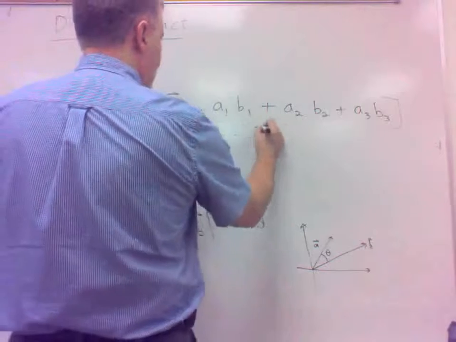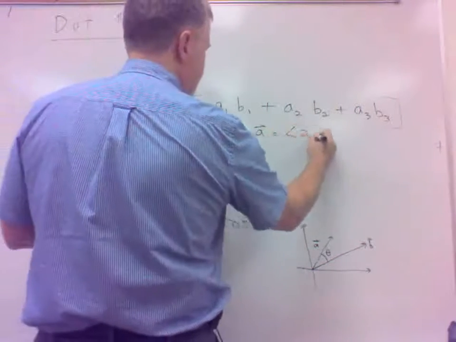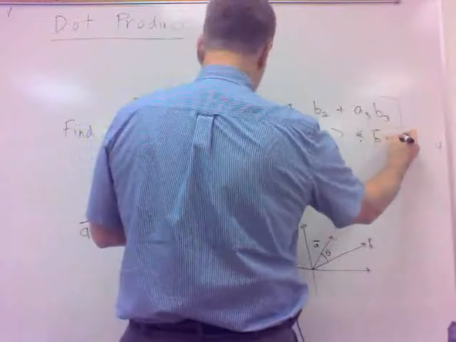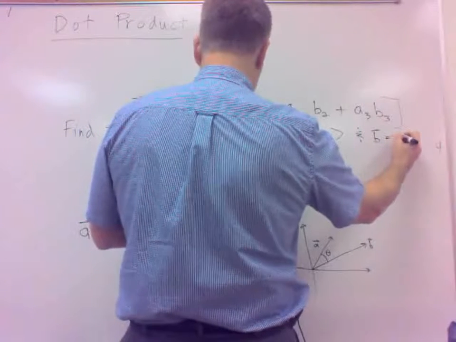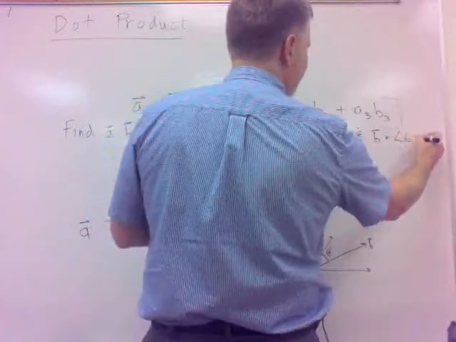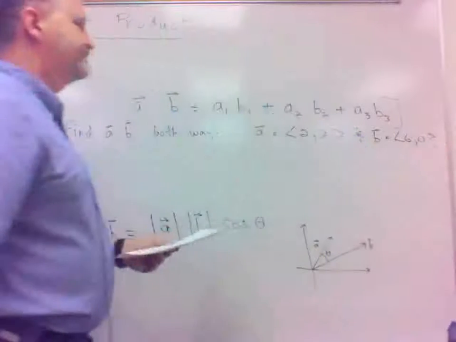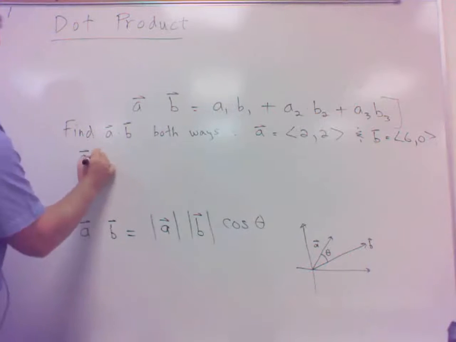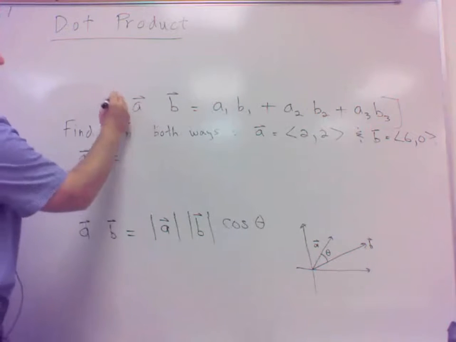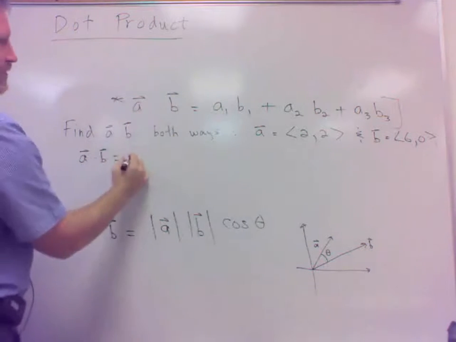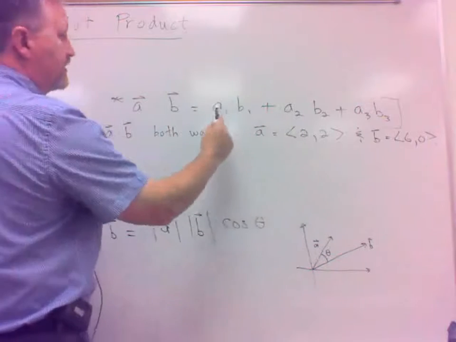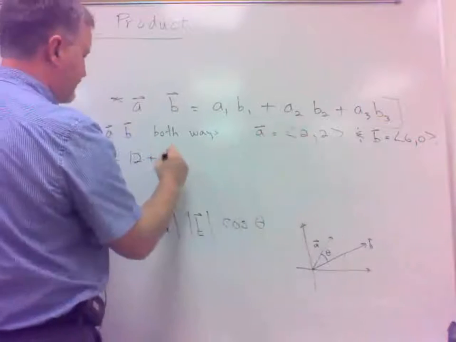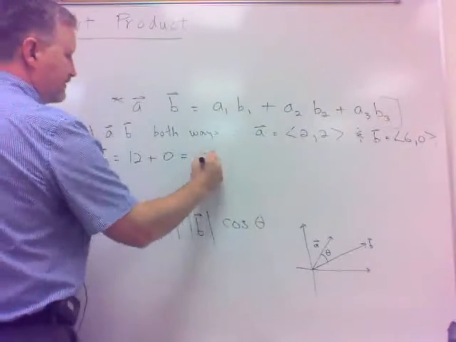So let's say we've got A is, let's just do two-dimensional, 2, 2, and B is 6, 0. All right, so our first way, A dot B using this definition, is what? The first components give 2 times 6, which is 12, and the second would be 2 times 0, so you get 12.